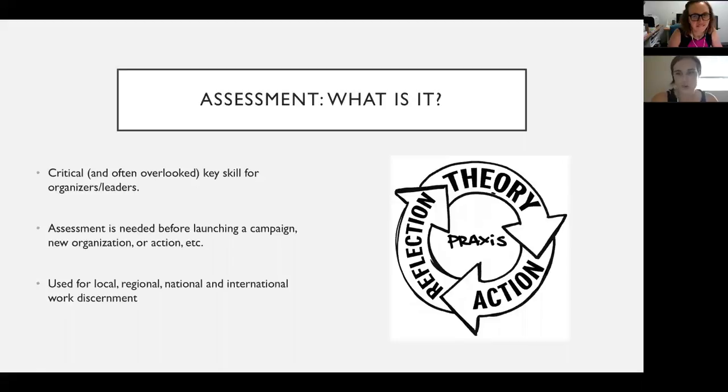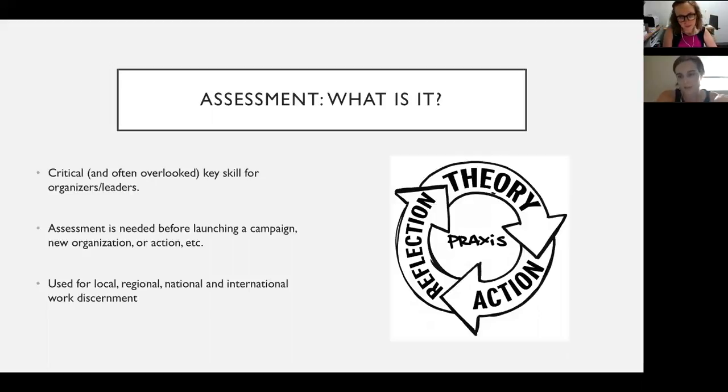Okay, so we're going to get to why we would talk about assessment and confrontation in organizing at the same time. But first, we're going to take on the two parts. So assessment, what is it? This is one of the things I can get the nerdiest about because I believe that it's a critical and often overlooked key skill for organizers and leaders. Assessment is needed before launching a campaign, new organization or action, etc. And it's used for local, regional, national, and international work discernment.